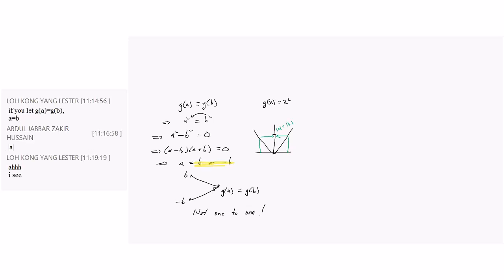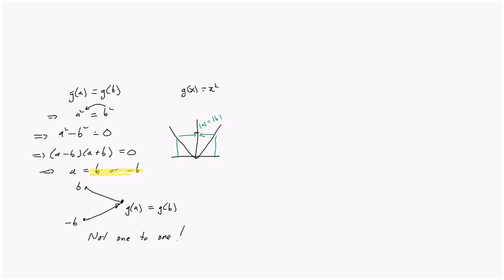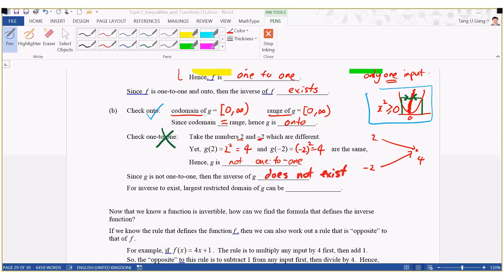Okay, let me go back to the Word document. So here's my Word document. Now let's look at the last one, over here. So for the inverse to exist, the largest restricted domain of G can be equal to... now we want to make G into an invertible function. That means we want to make sure that this condition is satisfied. It is not satisfied currently on the graph.